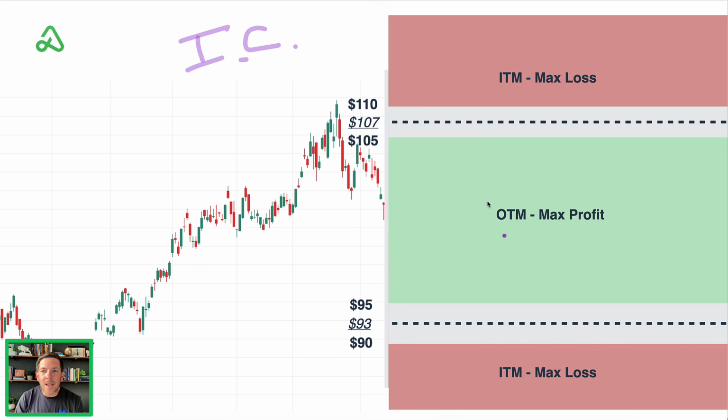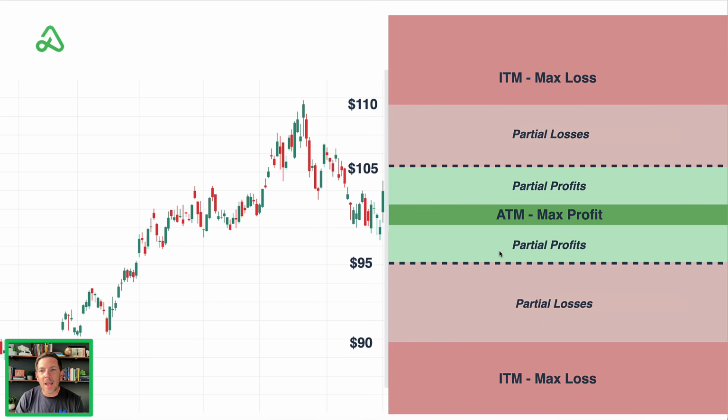You have this maximum profit zone, which is much bigger. You have a small zone of partial profits, partial losses around the break even, and then you have your max loss zones outside of here. So it's a little bit different. Again, when you have an iron butterfly, those zones are just a little bit more exaggerated because of the slope that you have for that payoff diagram.